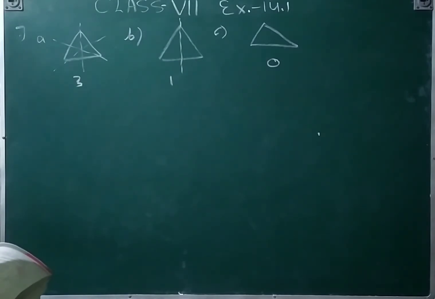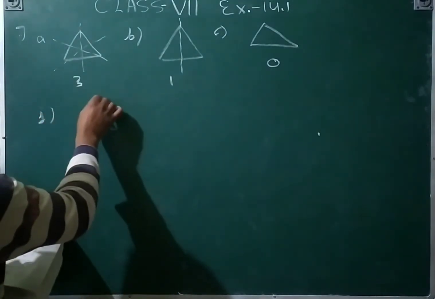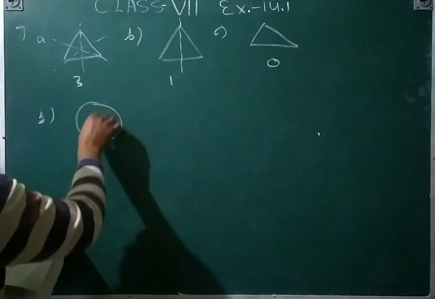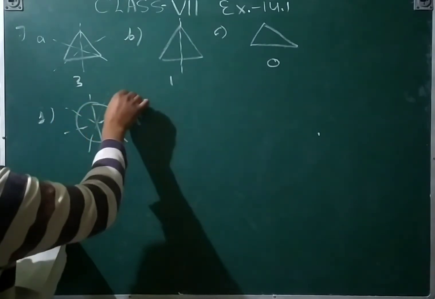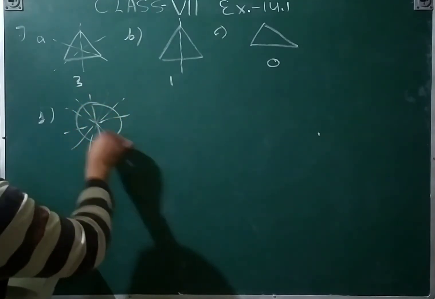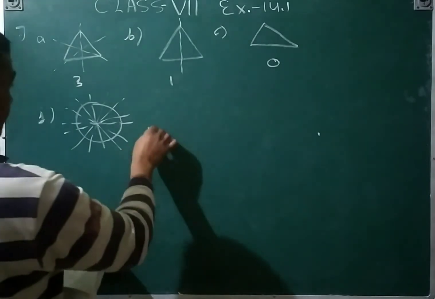Circle, infinitely many. So here also, this one also, many more lines of symmetry can be drawn here. So infinitely many.